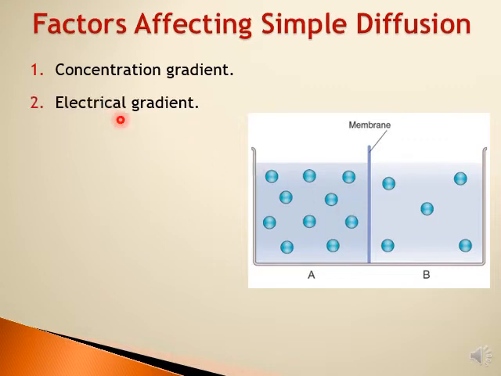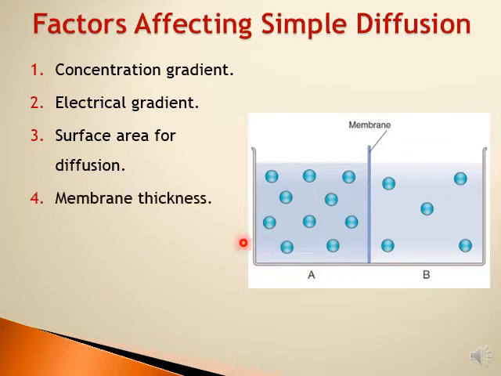Electrical gradient, and this applies only for ions, for charged atoms. So when we have positively charged ions on one side and we have negativity on the other side of the membrane, this will attract the ions, so we have a faster rate of diffusion. As I said, surface area for diffusion: if we increase the surface area of the membrane, this will increase the rate of simple diffusion. The membrane thickness: the thinner the membrane, we have the higher rate of transport. If the membrane becomes thick, this will hinder or decrease the rate of transport.